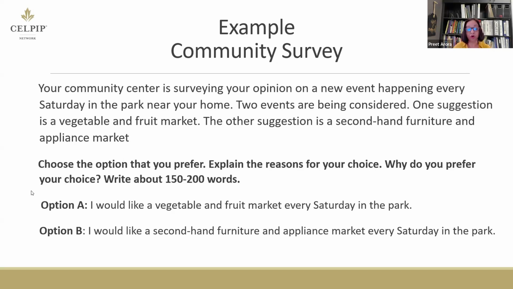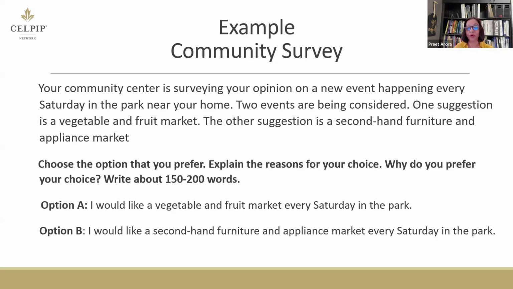Now you have to choose the option that you prefer and explain the reasons for your choice. And which one do you prefer? You have to write 150 to 200 words. And option A is, I would like a vegetable and fruit market every Saturday in the park, or I would like a second-hand furniture and appliance market every Saturday in the park.